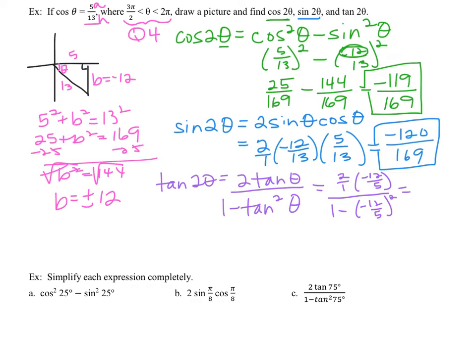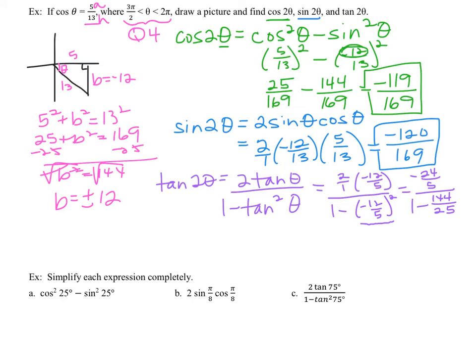All right, in the numerator, 2 over 1 times negative 12 over 5 would get negative 24 over 5. In the denominator, if we do order of operations, we'll square that parenthesis first. Negative 12/5 squared is going to be 144 over 25. So that would give us 1 minus 144 over 25.